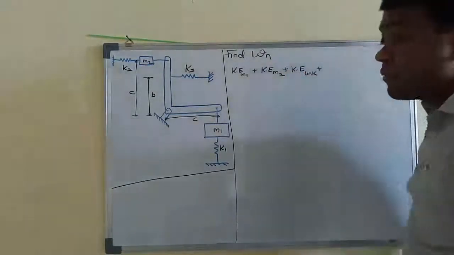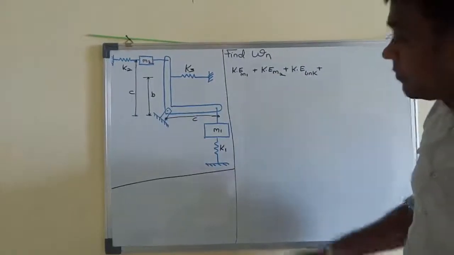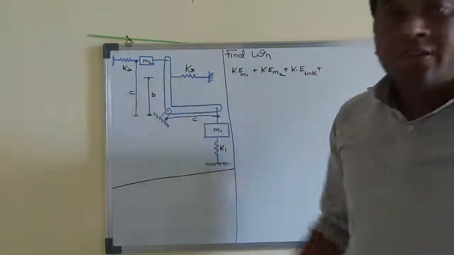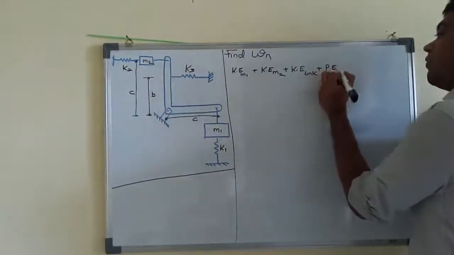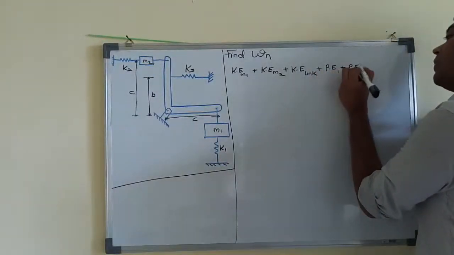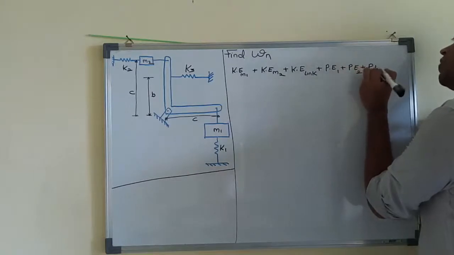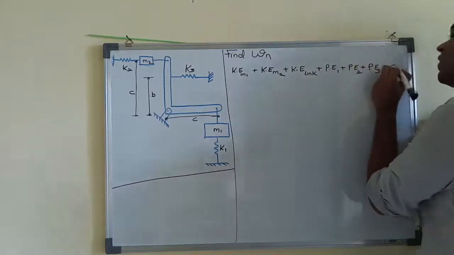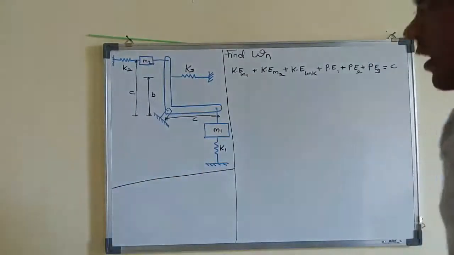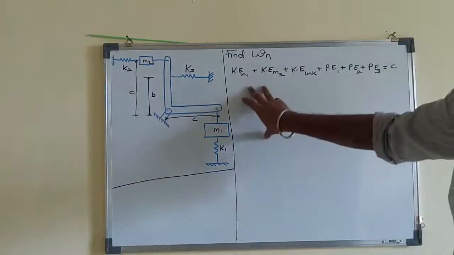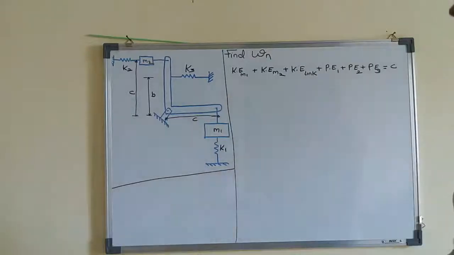Now we have to find out what potential energy is available in the system. We have 3 springs, so we have 3 potential energies. So potential energy of spring 1 plus potential energy of spring 2 plus potential energy of spring 3 equals a constant. Now this is the total statement of the energy method. Total energy remains constant. Sum of kinetic plus sum of potential equals a constant.